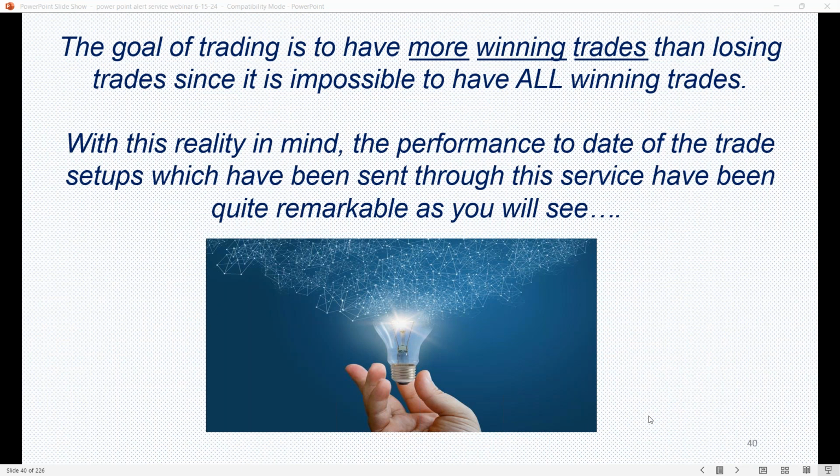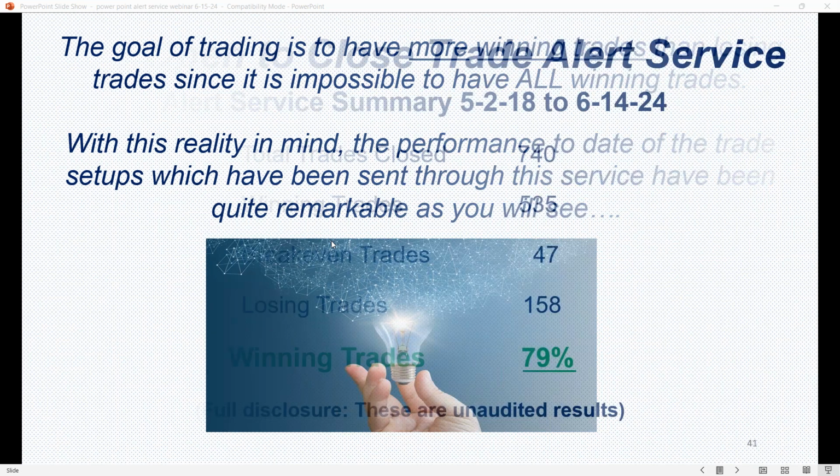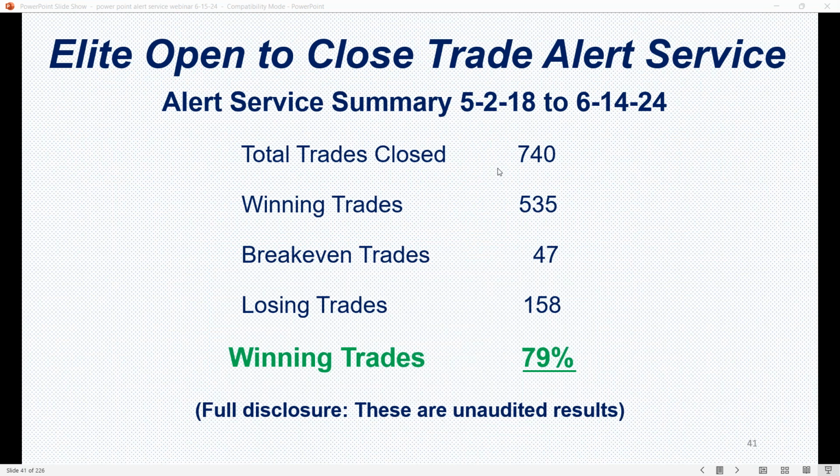With this reality in mind, the performance to date of the trade setups that I sent out to the service, I think has been quite remarkable. Over this long period of time, we maintain around a 79% winning rate. Again, these are unaudited, this is just a summary, just wins and losses, okay? My first alerts were sent out back in May of 2018. These were basically breakout debit spreads and things like that. But over the years I've added other things to it, like butterflies, condors, things like that, to cover all the different market conditions that we're in. That was kind of the goal of it.